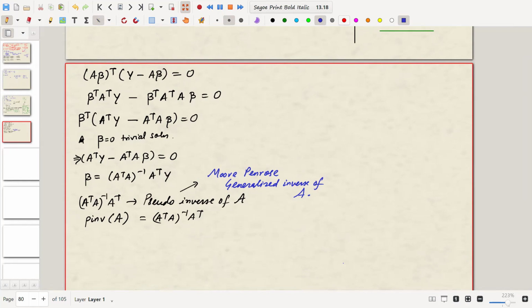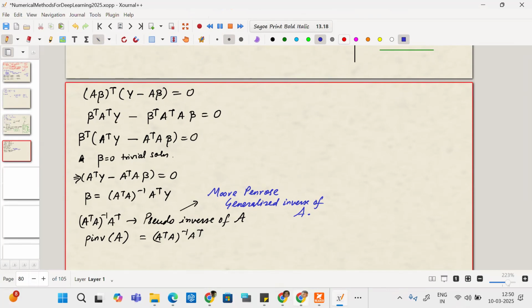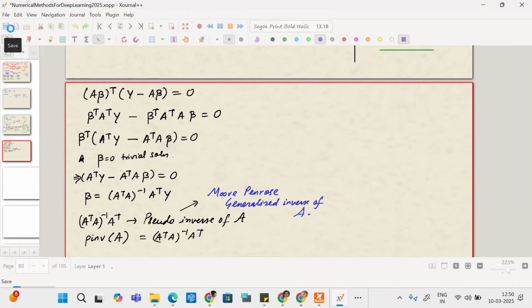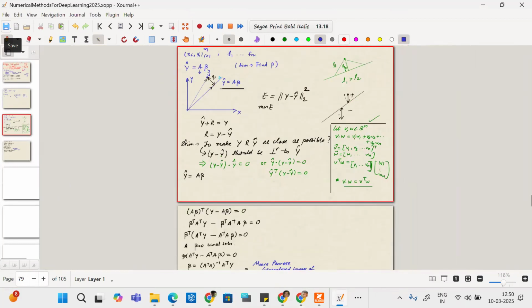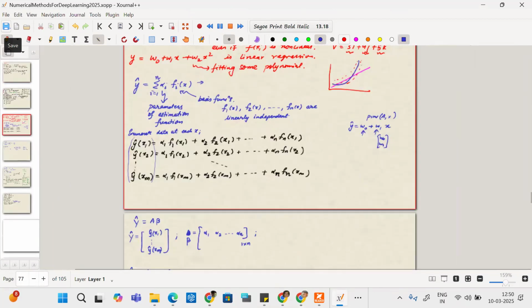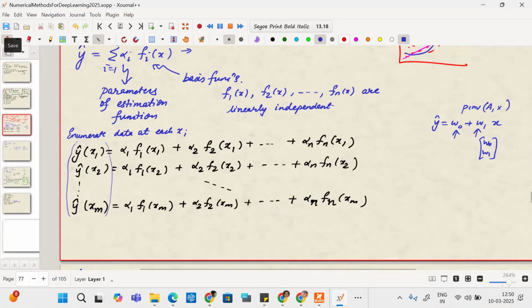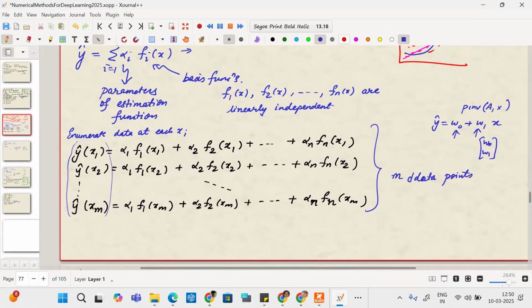Maybe I can show you some Python code related to this. So you understood how we found beta. I will go through this a bit quickly. I told you that suppose we have this set of data at m points. What does this mean? M data points, n basis functions. If you have this data set with you, how do you proceed?